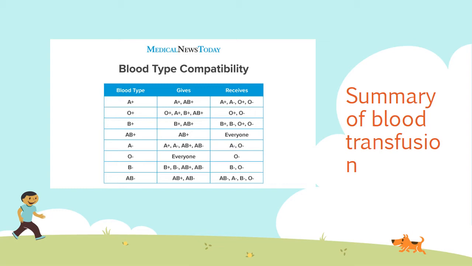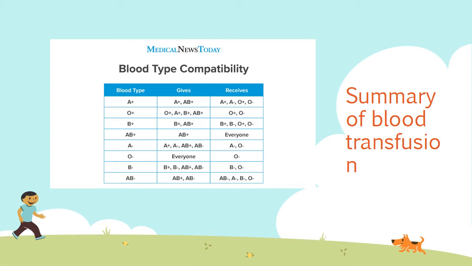We're going to know about the negative and the positive in our next video, as I had said, the rhesus factor. Then the AB positive type gives to AB positive and receives from everyone. When I say everyone, it's all the blood groups. Blood type A negative gives to A positive, A negative, AB positive, AB negative, and receives from A negative and O negative. O negative blood type gives to everyone, meaning all the blood groups, and receives from only O negative.